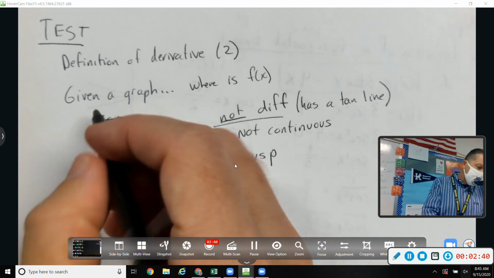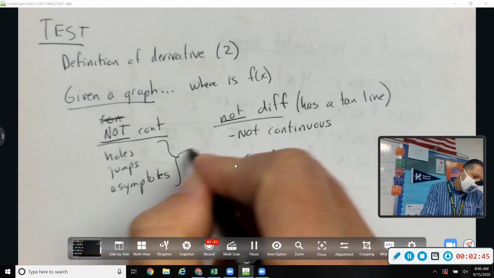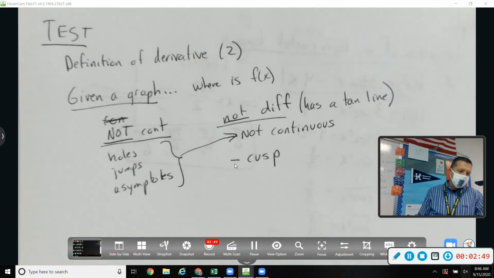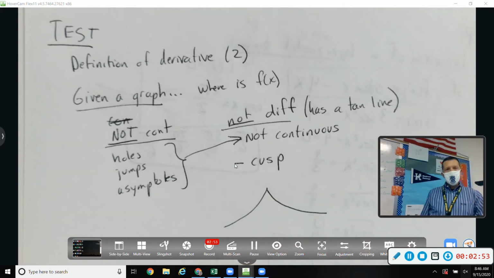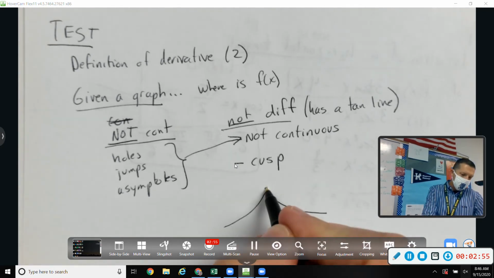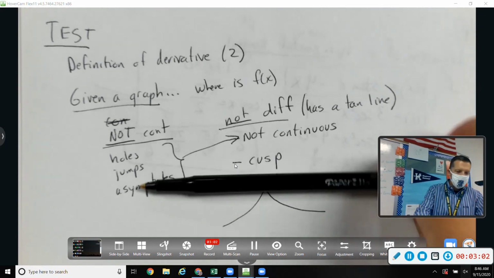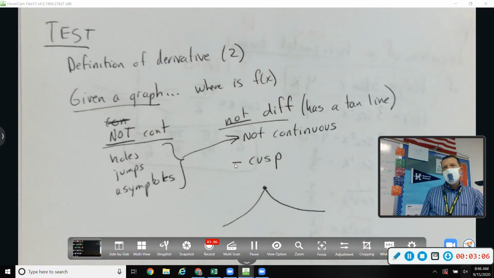So it's the same picture. It asks the two questions. So anything that's not continuous is definitely not differentiable. The cusp is kind of the tricky part because a cusp is continuous, right? I can draw that without lifting my pencil, but it's not differentiable. How would I know where to put a tangent line there? That doesn't make sense because it's a sharp point.